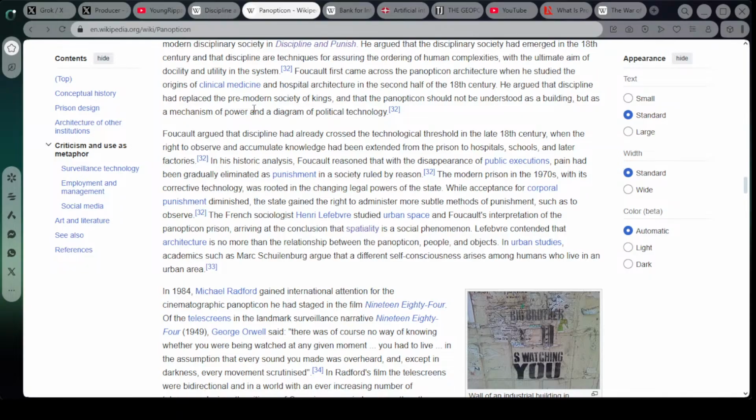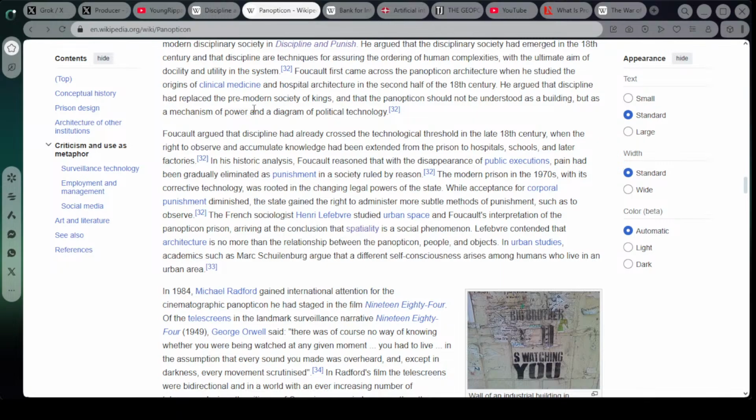Lefebvre contended that architecture is no more than a relationship between the Panopticon, people, and objects. These utilitarians are wild, man. They are wild.